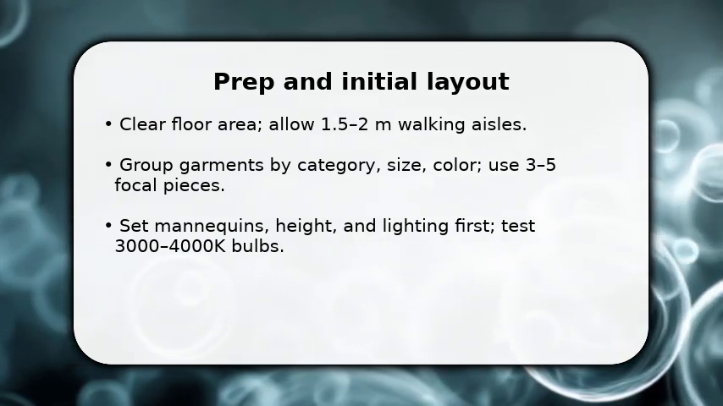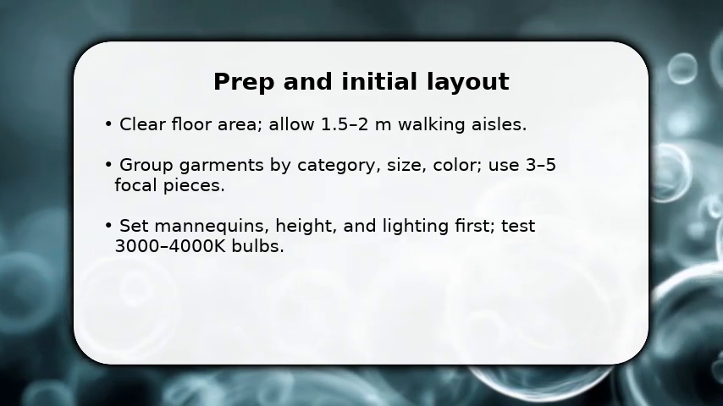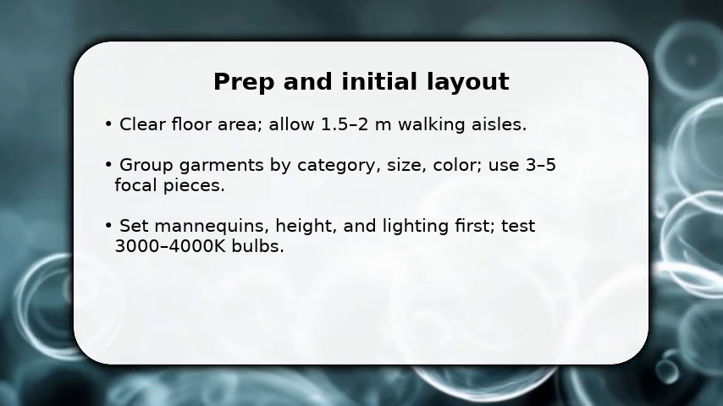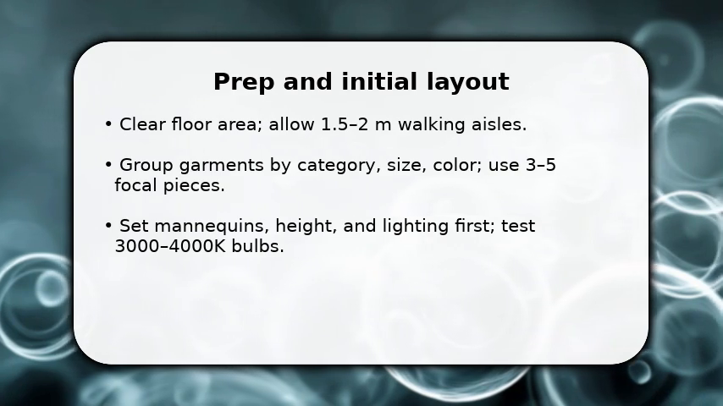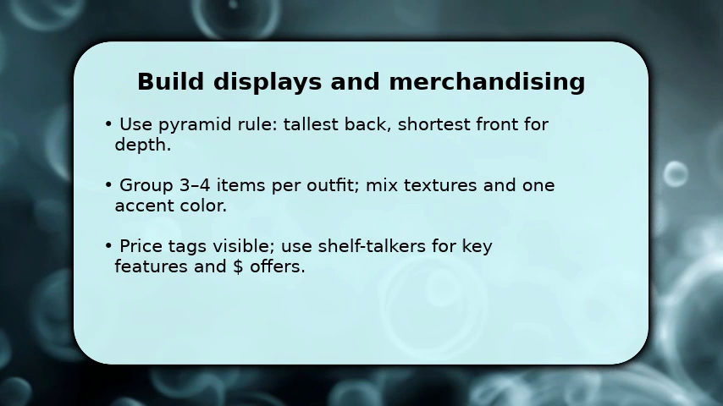Test 3000-4000 K bulbs for accurate colors. This gets you into action fast and prevents rework when arranging fixtures and stock. Now build the display using a pyramid layout. Place taller items at the back and shorter ones up front to create depth and sightlines.